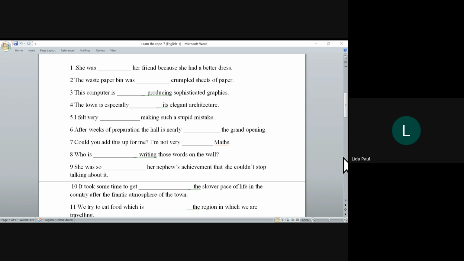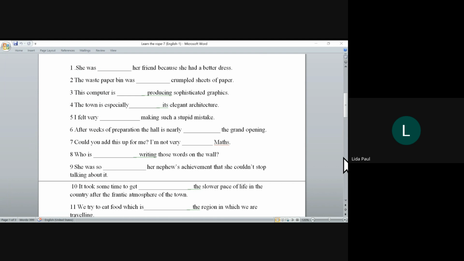Right. Eighth one: Who is dash writing those words on the wall? Responsible for, right? Correct. Responsible for. All three of you are right. Responsible for. Okay, not responsible of. Again, responsible of is a commonly found error in write-ups or speech that we get in the Indian subcontinent. Responsible for, always. Who is responsible for writing those words on the wall?